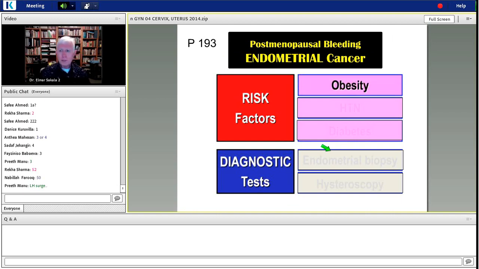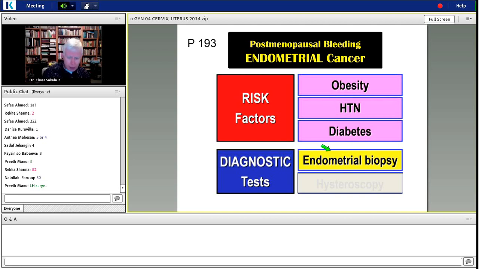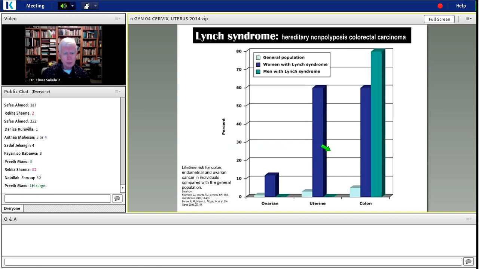Okay, the risk factors for endometrial cancer, we already talked about this. Obesity, hypertension, and diabetes. So it's not the hypertension, it's not the diabetes, it is the obesity with the peripheral adipose, which converts the adrenal androgens into estrogen. The diagnostic test, we already talked about this: endometrial biopsy, that's done on all patients. And if we don't get a satisfactory answer with endometrial biopsy, then we do the hysteroscopy.